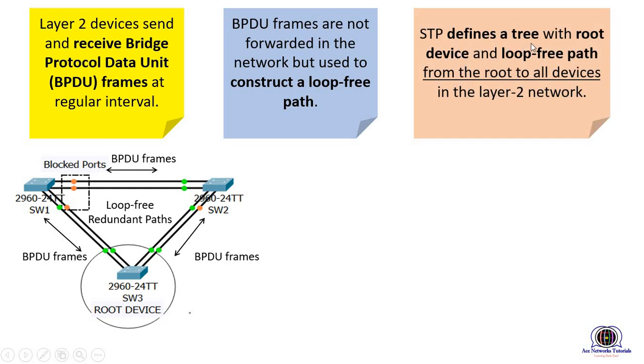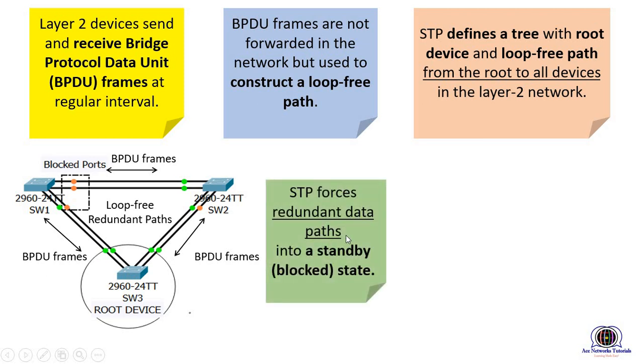STP defines a tree. As the name suggests, spanning tree, we know a tree has roots and branches. All the branches should be connected to the root. Similarly, in spanning tree you have a root device and all other switches should be connected to the root. Then STP will calculate the best path from all the devices going to the root device. So as you can see, from switch 1 to switch 2 you have this path, and from switch 2 to switch 3 you have this path.